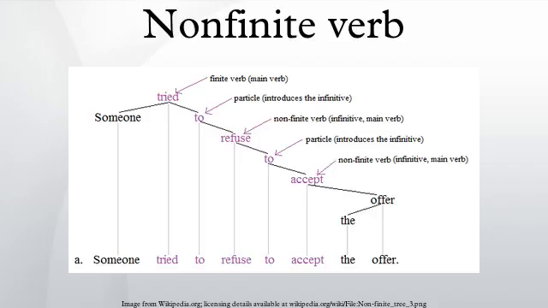A non-finite verb is any of several verb forms that are not finite verbs. That is, they cannot serve as the root of an independent clause. Non-finite verbs found in English typically are infinitives, participles and gerunds. Additional non-finite forms found in some other languages include converbs, gerundives and supines.